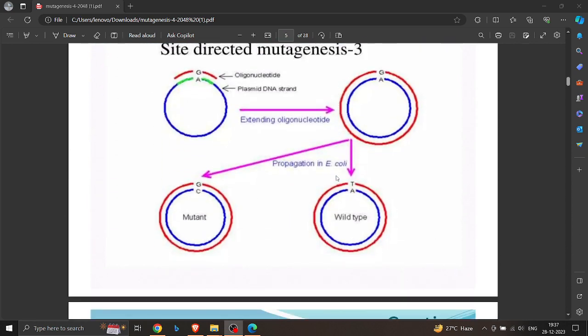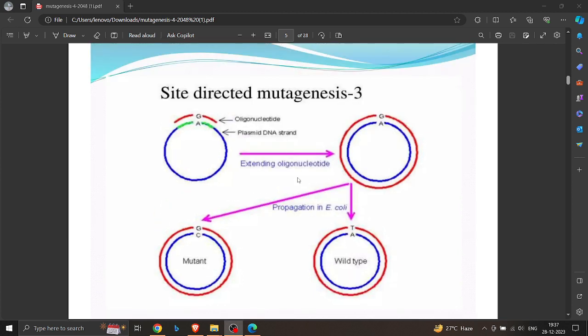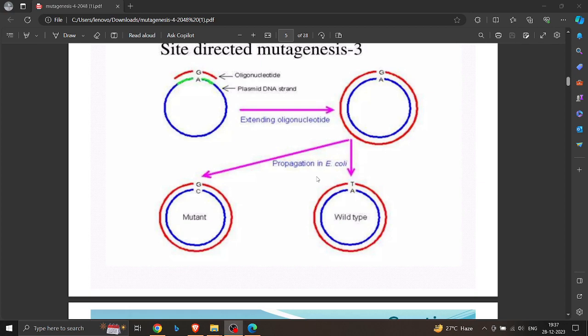Next, this is a diagram which illustrates site directed mutagenesis. Here we see how it has been targeted and how it has been changed. Here it is used in the propagation of E. coli. This is an example.